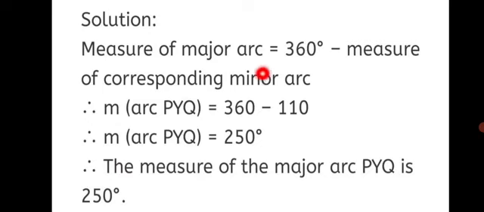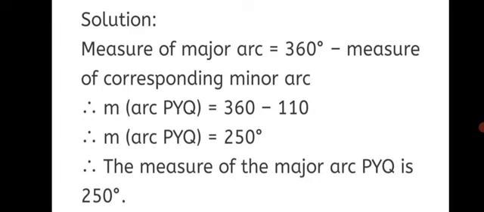So let's have a look at the solution. Measure of major arc is equal to 360 minus measure of corresponding minor arc. The same formula which you used in the first sum. Now substitute. Major arc is which one? Arc PYQ. So major arc PYQ is equal to 360 minus, what is the measure of corresponding minor arc? It is given in the question, 110. So 360 minus 110, answer 250. So the measure of arc PYQ is equal to 250 degree. The measure of the major arc PYQ is 250 degree.